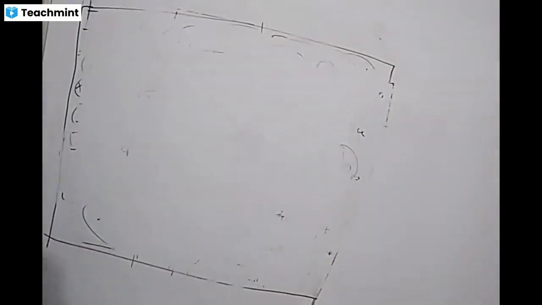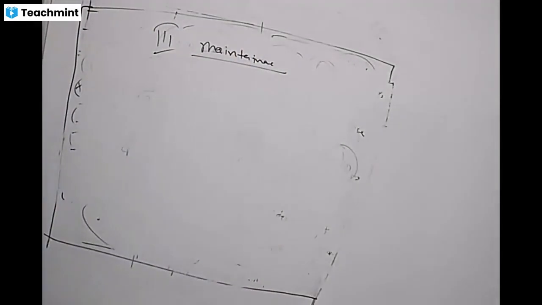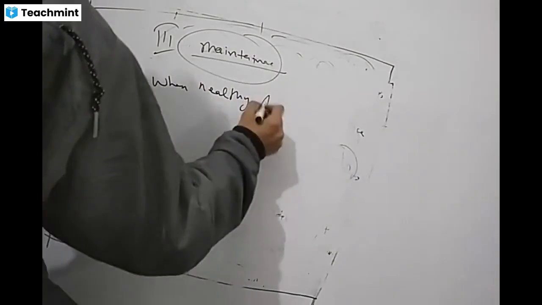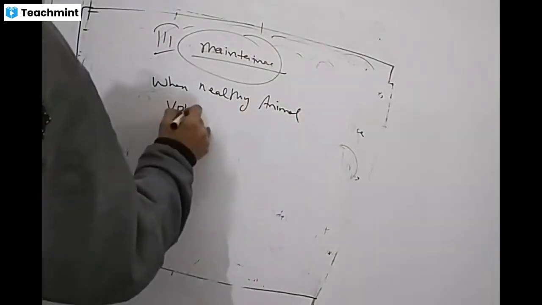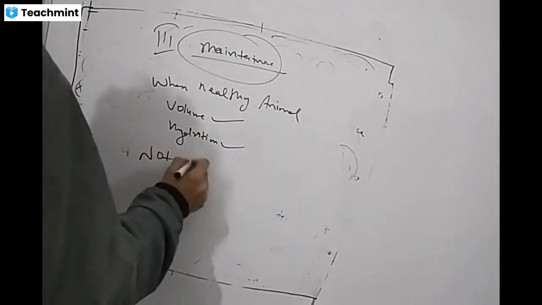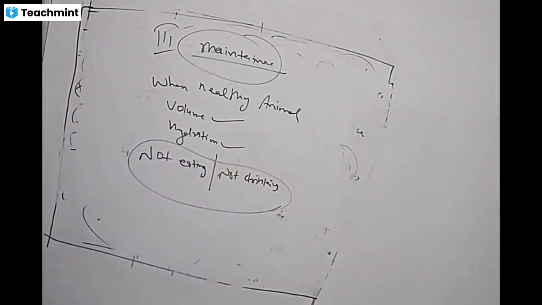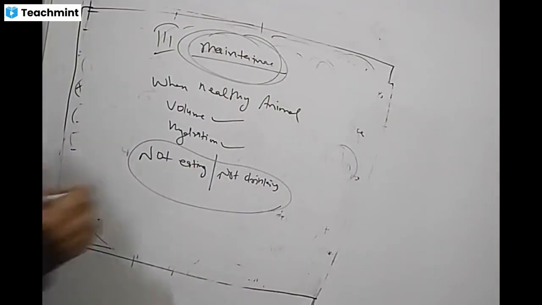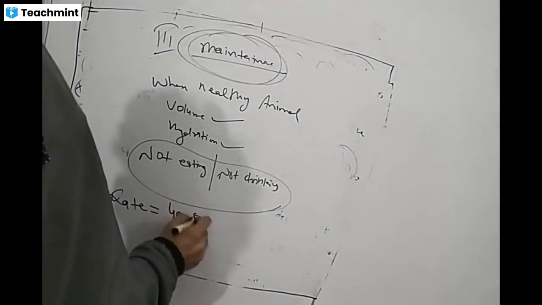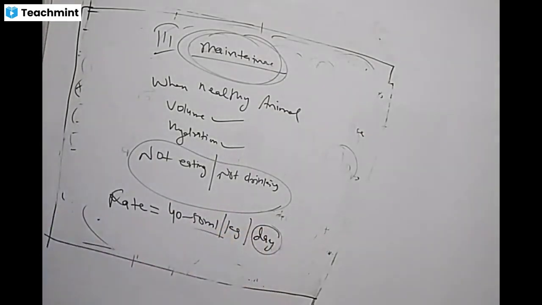The third component of the fluid therapy is the maintenance. When to give this maintenance? Suppose your healthy animal, whose blood volume is okay and hydration is okay, is not eating and not drinking. So we'll go for the maintenance therapy, maintenance fluid. What is the rate at which you will administer your fluid? This is 40 to 50 ml per kg per day, means for 24 hours.